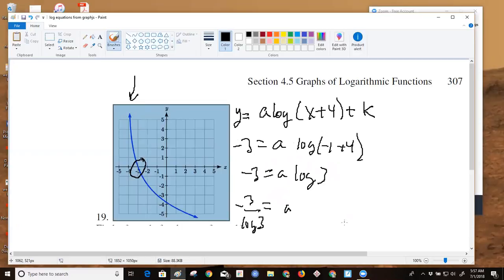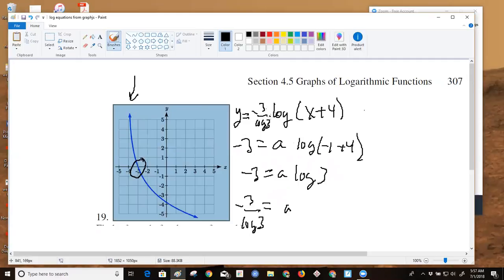So it could be done at this point. Let's go back up here. We know the k is 0, so that's gone. And I just found out that a is -3 over the log of 3. And that'd be a perfectly acceptable answer. My open math would take it.